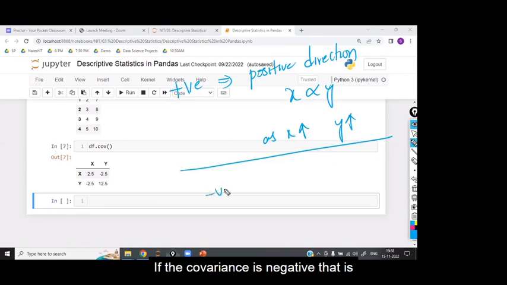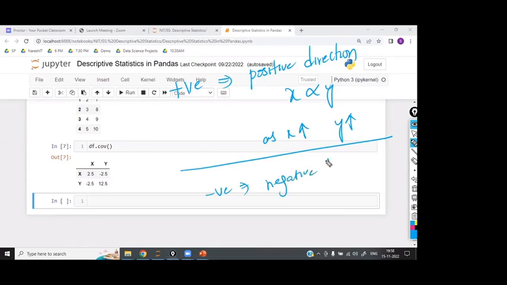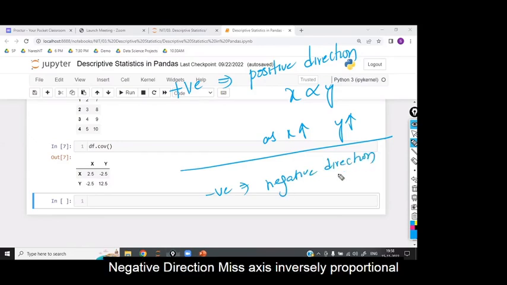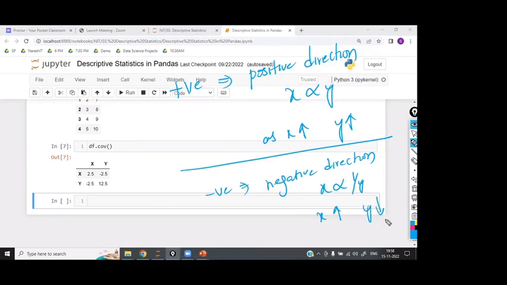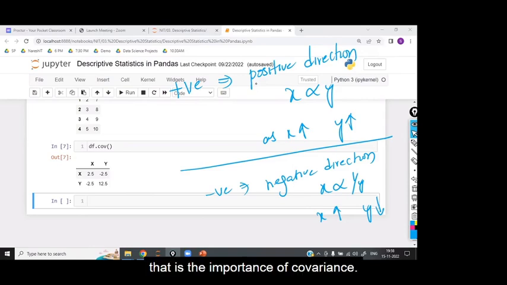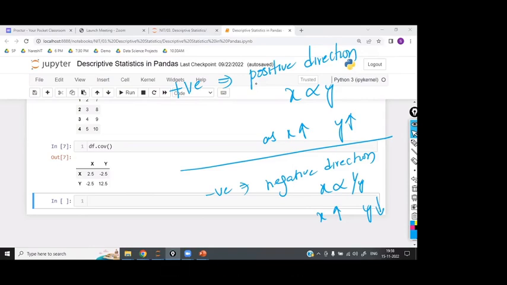If the covariance is negative, that is called negative direction. Negative direction means x is inversely proportional to y, meaning as x increases, y will decrease, and vice versa. That is the importance of covariance.